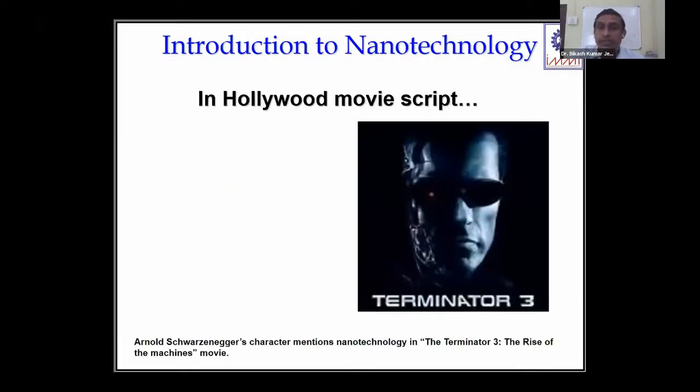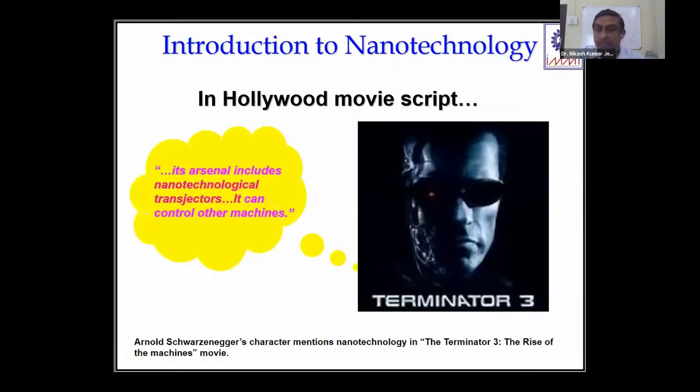Even Hollywood movie scripts put in nanotechnology. In the Terminator 3 movie, the hero Arnold's character says he has an arsenal with some nano trajectors. Because of the presence of that nanostructure, the nano trajectors can control other machines, the bad guy's terrorist machine, and they can kill it easily. So nanotechnology and nanoscience are so popular nowadays, with such interesting properties and applications, that the term has been hyped and put everywhere to add more hype.